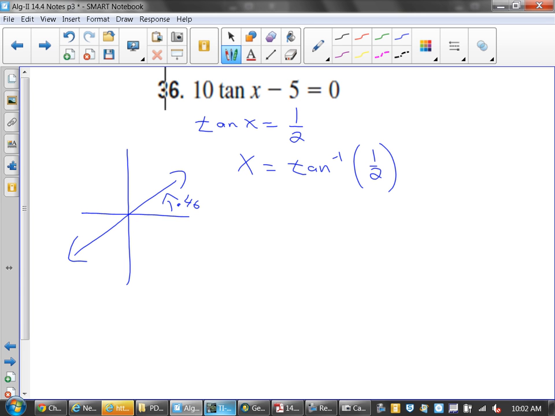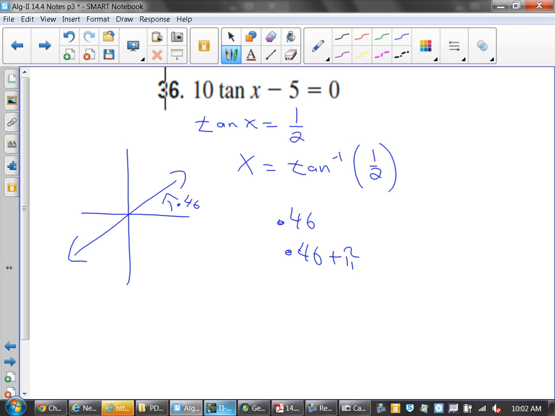How do I get to the other side? Just add pi. So my solutions here are going to be 0.46 and 0.46 plus pi. And those are my only two solutions. Is it pi n or just pi?